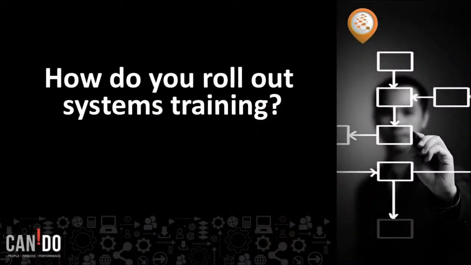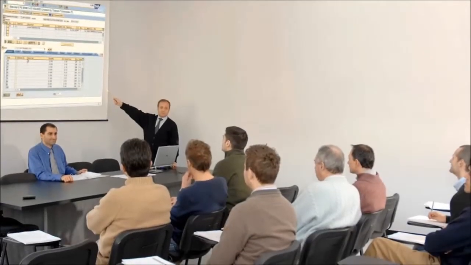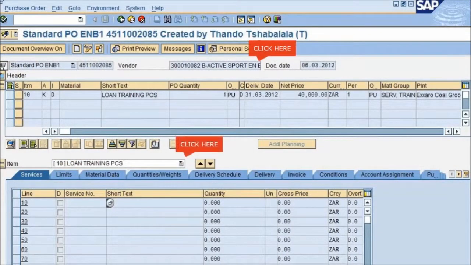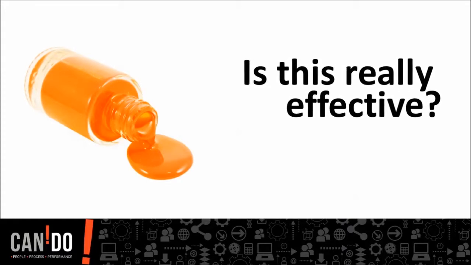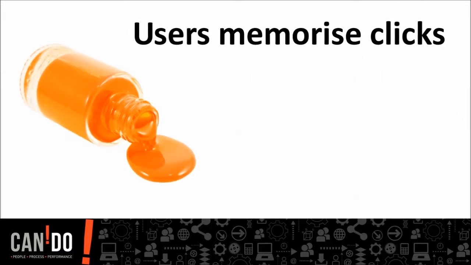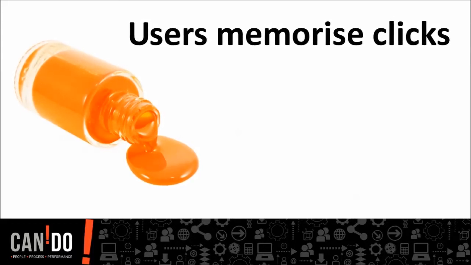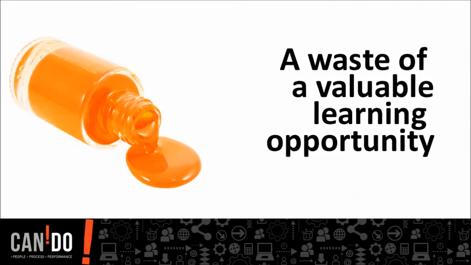So, how do you roll out systems training? Many companies do it something like this. They show the users transactionally how to click here, click there, and click here. Is this really effective? Not in our experience. Users end up memorizing clicks rather than gaining the critical business and process knowledge required to use the system effectively. This is a waste of a valuable learning opportunity.